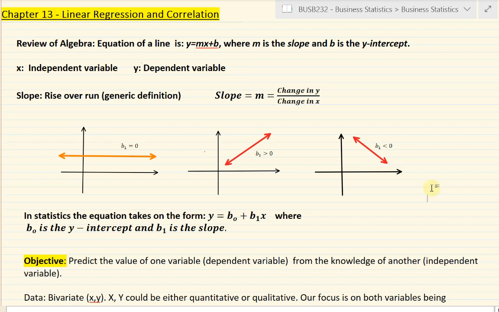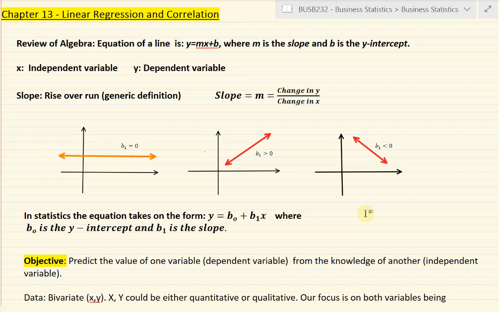So, down here I have the objective. What are we trying to do in this chapter? Very simple. We would like to be able to predict the value of one variable, which we call the dependent variable, from the knowledge of another variable, which is going to be the independent variable.